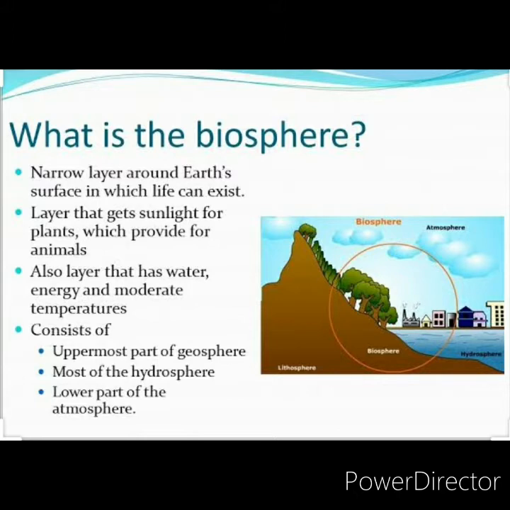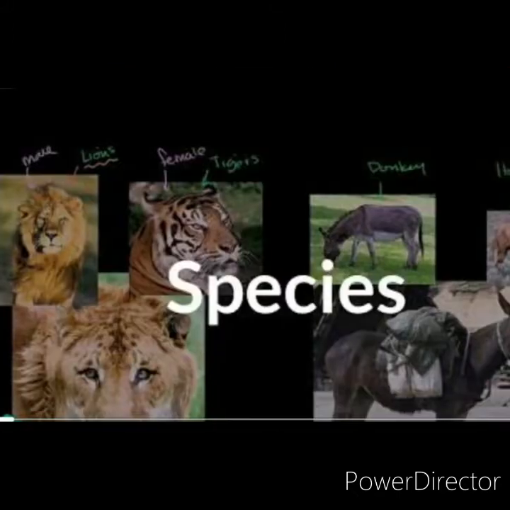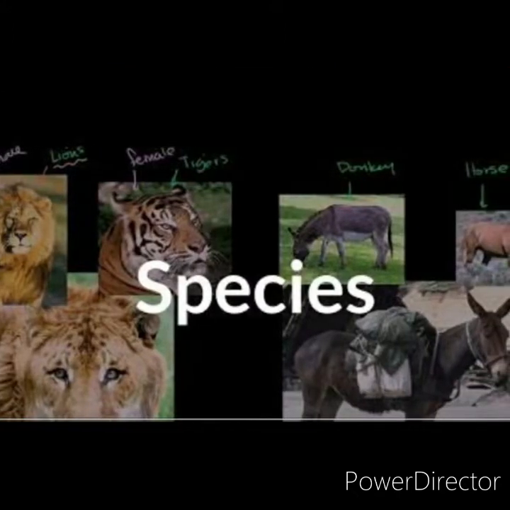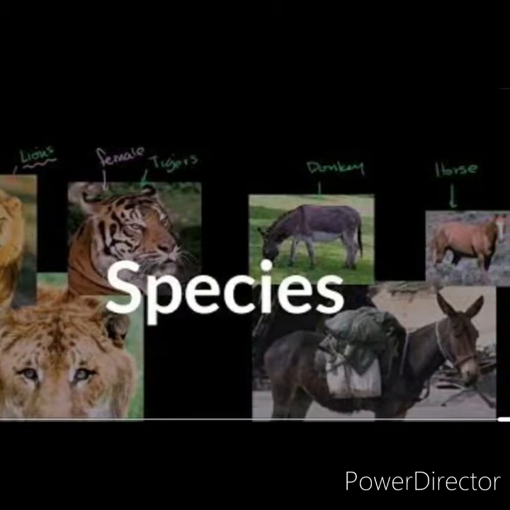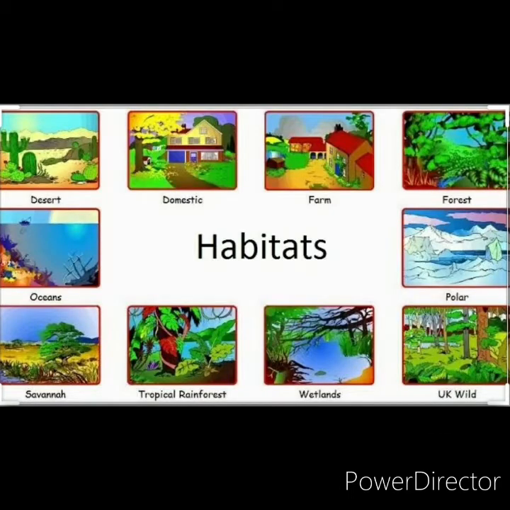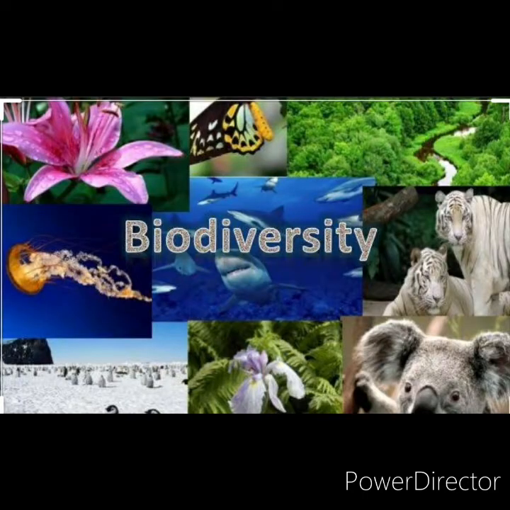The biosphere is made up of different ecosystems and biomass. All living things, large or small, are grouped into species. The area in which an animal, plant or microorganism lives is called its habitat. A wide variety of plants and animals living in a particular habitat is known as biodiversity.